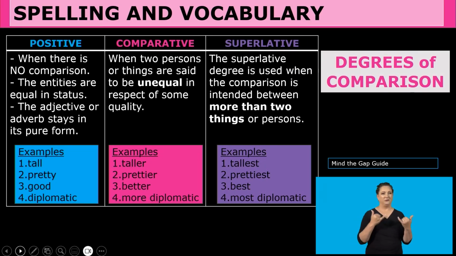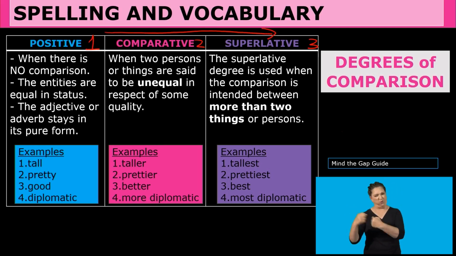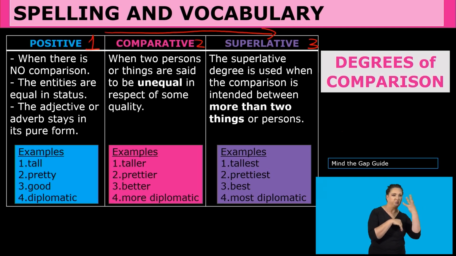Our degrees of comparison, all right? So what are degrees of comparison? We have the positive, which is the first one. Then we have the comparative. Then we have the superlative. So if you're looking at the table, can you see that as we're moving towards number 3, it becomes strengthened in intensity, all right? So in the positive, there's no comparison. The entities are equal in status, and the adjective or the adverb stays in its pure form, like tall, pretty, good, or diplomatic.